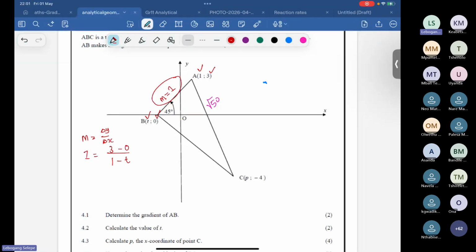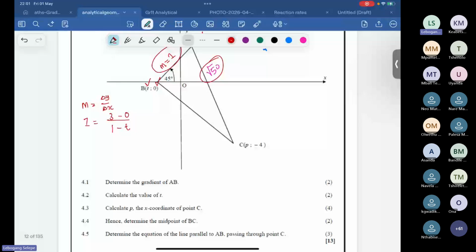Now they're saying to calculate p, the x-coordinate of point C. How are we going to calculate p? We have the length formula. By using the distance, right? We have the distance, so we can substitute in the distance formula and solve for p, just like that.